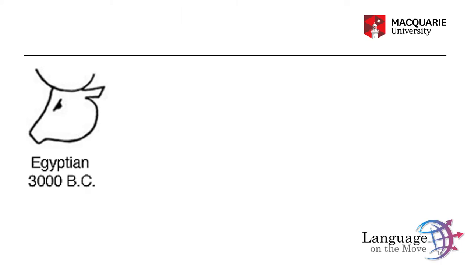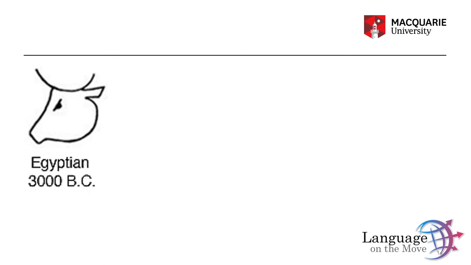Let me give you another example of a pictogram that became a letter, this time not from the Chinese script, but from the Egyptian hieroglyphs. What you see here is an image from Egyptian writing from 3000 before the Common Era. Clearly an oxen's head. Once I've told you that it's the image of the head of an oxen, you can see the eye, you can see the horns, you can see the ear.